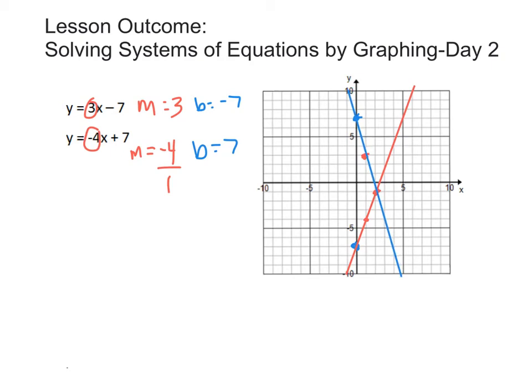So the solution to this system, you'll remember, the solution is where we have a point that is true for both equations. So where do we have a point that's true for both equations? Right here. So our solution is that point, which is at 2, -1.